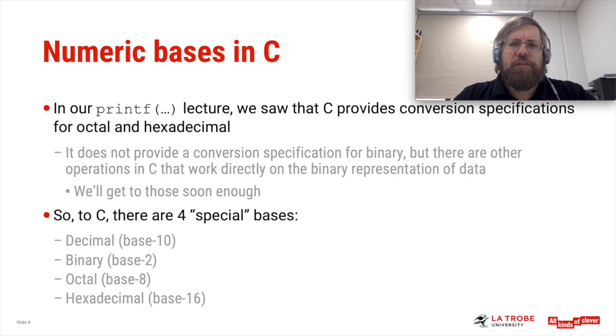So in the printf lecture, we saw that C provides conversion specifications for octal and hexadecimal. It does not provide one for binary, surprisingly enough, but there are other operations in C, such as the bitwise operators that we just talked about, that work directly on the binary representation of data. So as far as C is concerned, there are 4 special bases: decimal, or base 10, binary, or base 2, octal, or base 8, and hexadecimal, or base 16.